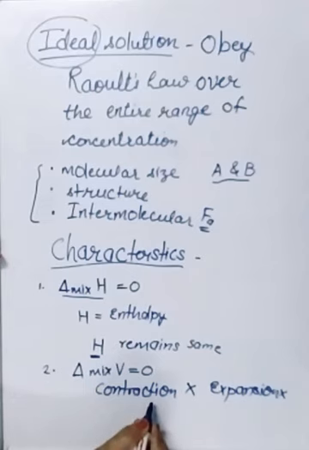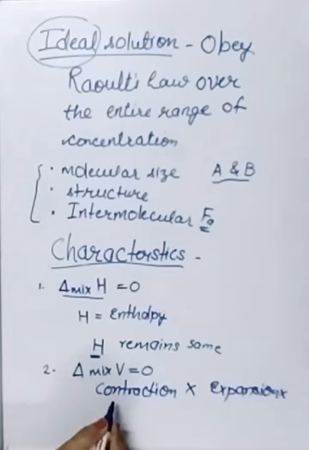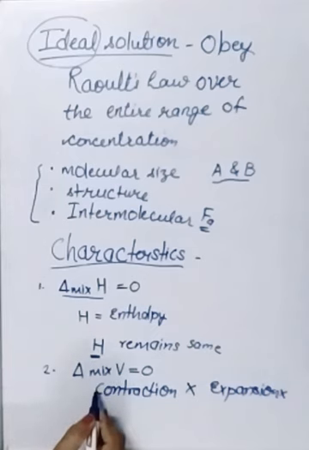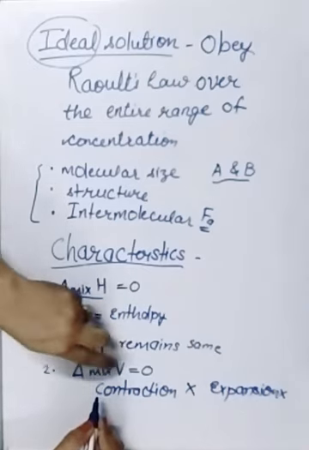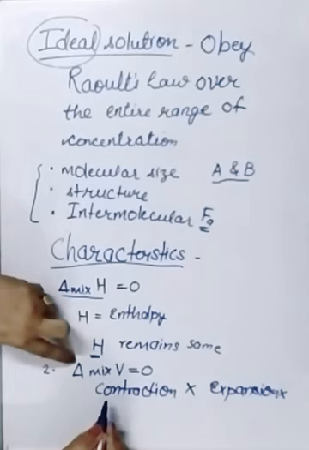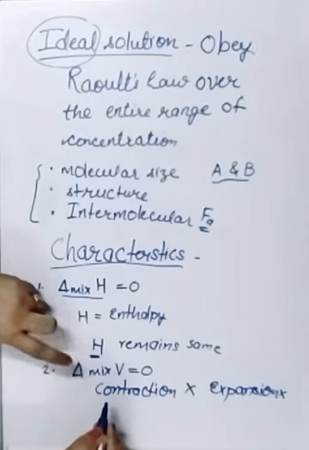Suppose 1 liter of benzene is taken, 1 liter of toluene is taken, total volume is 2 liters. So after mixing also it should be 2 liters. It should not be any change, neither lesser nor more. So del V must be 0. There should be no contraction of liquid, no expansion of liquid. We will find in that case del mixing V will be 0. And such solutions where del mixing V is 0 are ideal solutions.